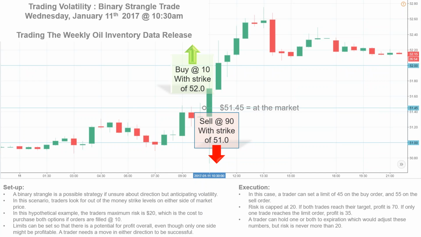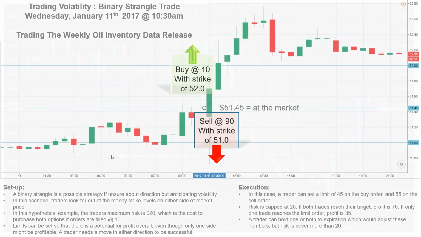Some of the details are my own opinion on the limits and the prices, etc. But this is an example of where, if you would have done a binary strangle, you could have had at least one of your positions be profitable at 35 potentially, which pays for both trades and gives you a profit.